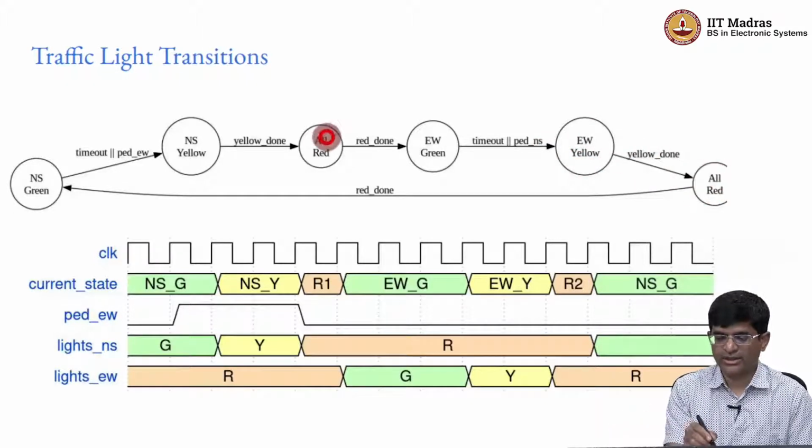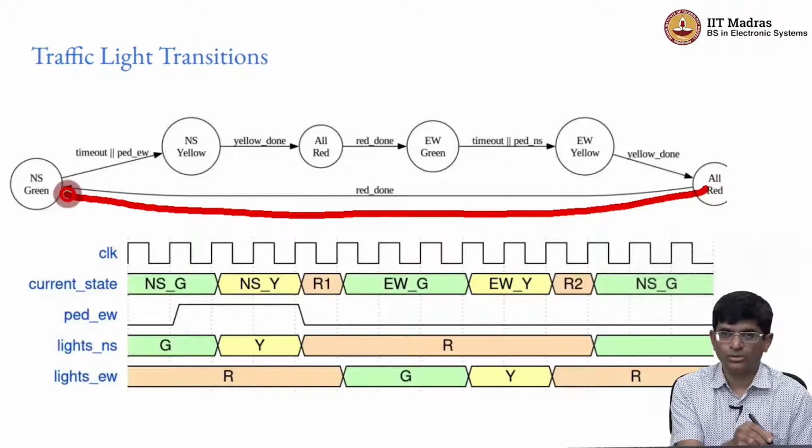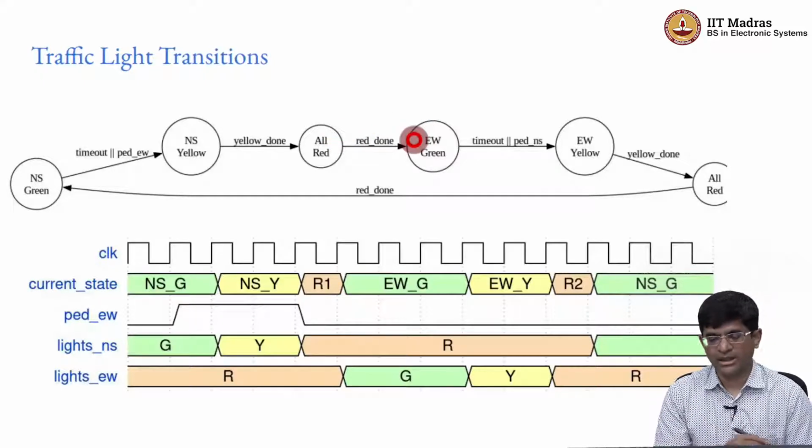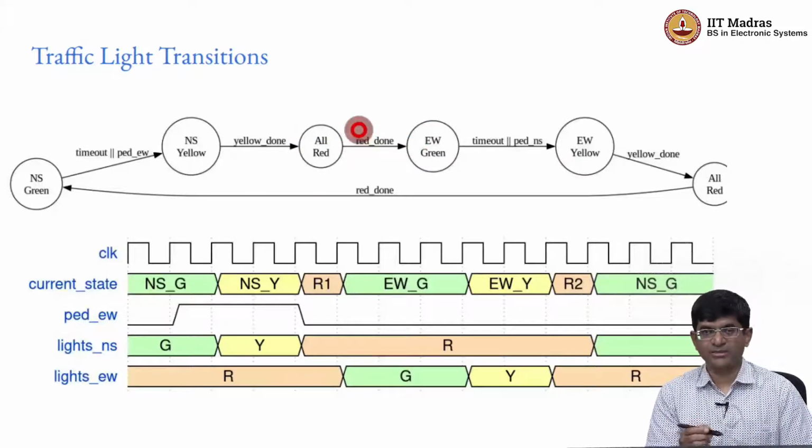This all red and this all red are different states. Why? Because the next state is different. But in either case what actually happens is, after the red done, I now go to a north-south green, in this case an east-west green, okay. So this state diagram seems to capture most of the functionality that we have talked about. Now let us see about implementing it.